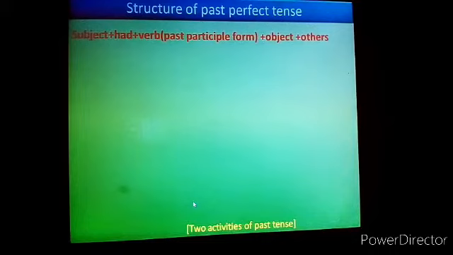A structure of past perfect tense. In past perfect tense, two activities of past tense must be present. When there are two activities of past tense, then we use past perfect tense in one part.